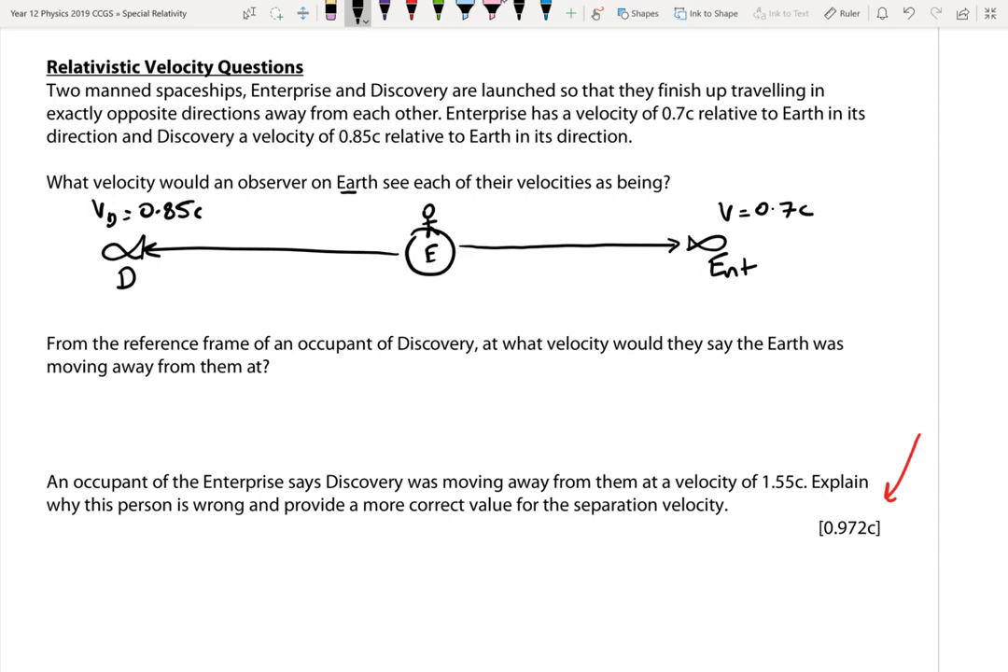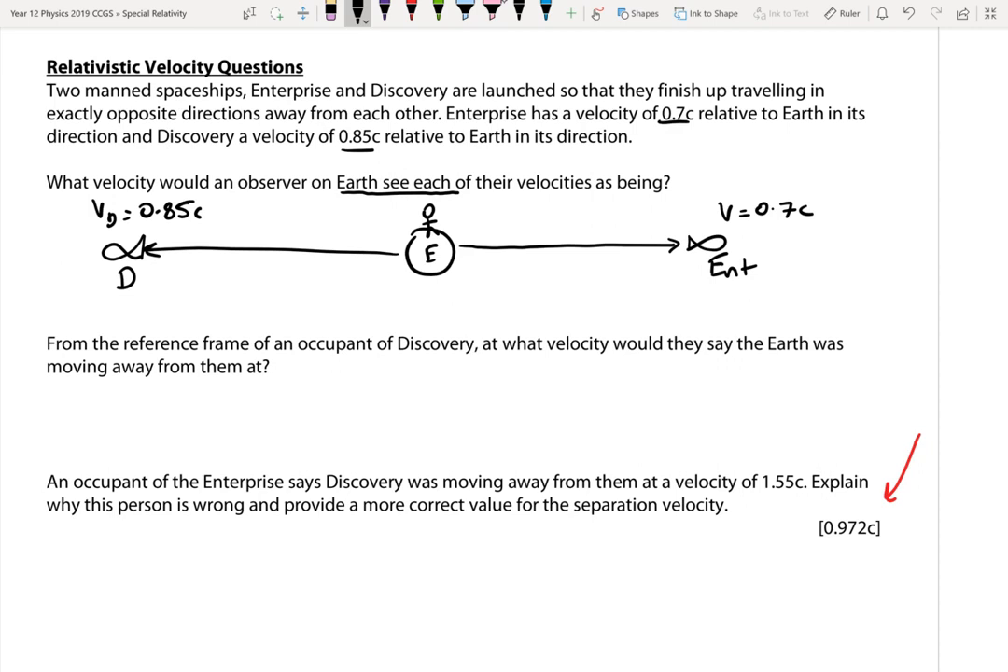Well, the answer is those values. So this is a silly question. It's given in the question, relative to Earth. The answer is right there. From someone on Discovery, they go, okay, right, Earth says that Discovery's moving 0.85 left. Discovery goes, no, Earth's moving 0.85 right. All right, that's just your equal and opposite. There's no confusion there. But now we've got to do relativistic velocity addition down here.